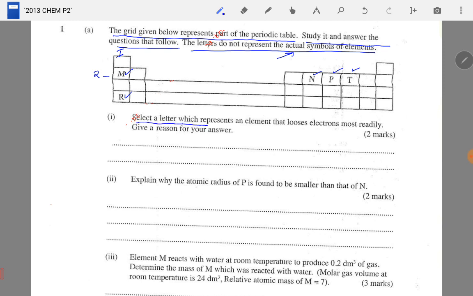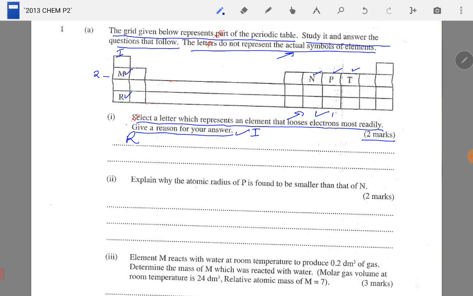Select a letter which represents an element that loses electrons most readily and give reason for your answer. So there are 2 marks. Selecting the element is 1 mark. The reason is another mark. Now, according to us, R will lose electrons readily.